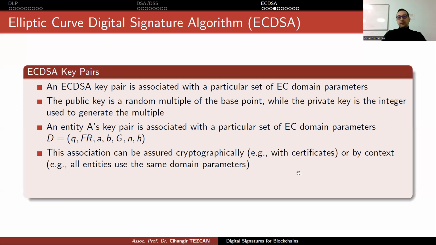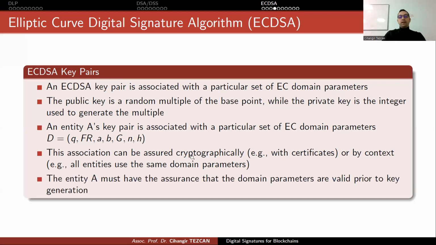But if you don't know them, you have to either look at the certificates, or otherwise you have to verify it. This is very important. The entity A must have the assurance that the domain parameters are valid prior to key generation. So this is really important. You might think that this is just an unnecessary sentence I added at the end of the slide, but it is really important. When you want to communicate with somebody, either using ElGamal encryption or anything, but you are using elliptic curves, you need to know the domain parameters.